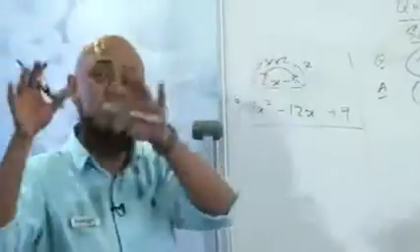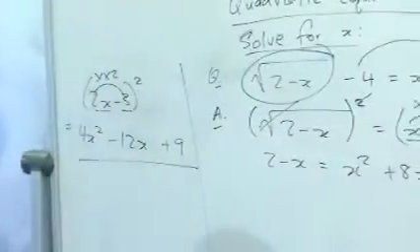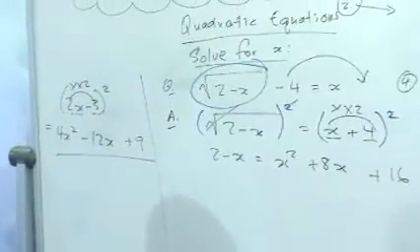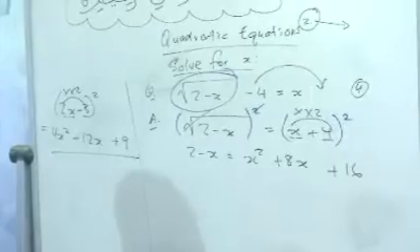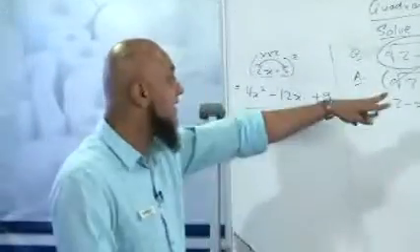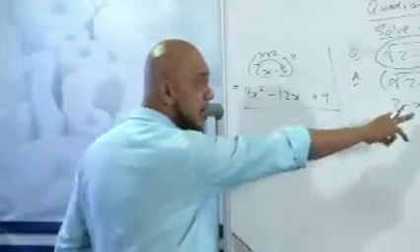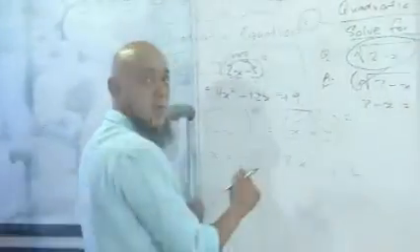Instead of you having to put the bracket, and then you all know FOIL, first, outer, inner, last, you want to avoid that. You want to minimize your effort. So this here is minimizing your effort. So let's go back to our problem.